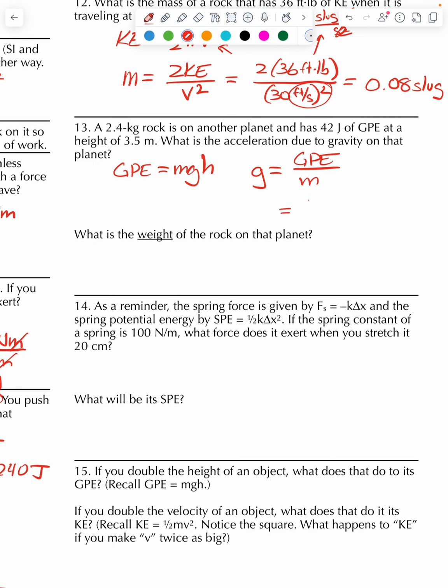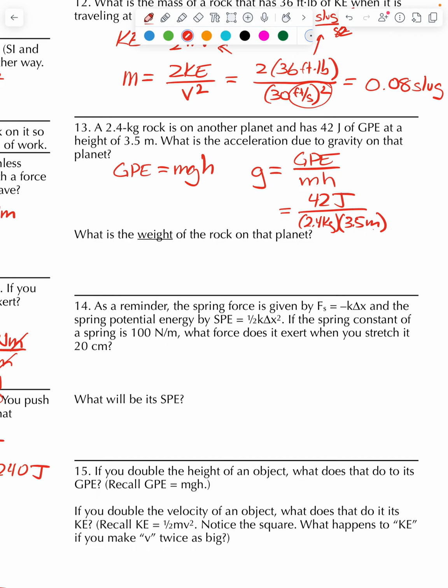So we plug in the GPE, which we're back to SI. MH. Did I just erase it? I thought I had it there. Maybe I hit an undo button. And then the mass is, where is it? 2.4 kilograms. And the H is 3.5 meters.